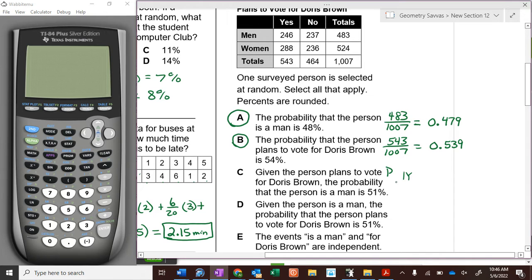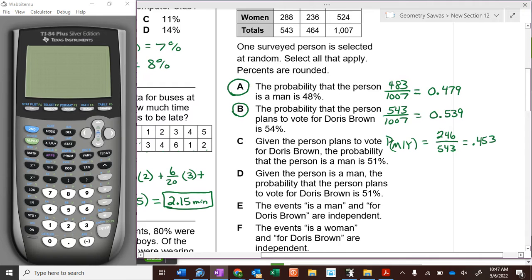Given that a person plans to vote for Doris Brown, so given that the person is a yes, what's the probability that the person is a man? Of the yes ones, there's 543. A man is 246. What's 246 divided by 543? 0.453. Does that round to 51%? No. So that one we do not circle.